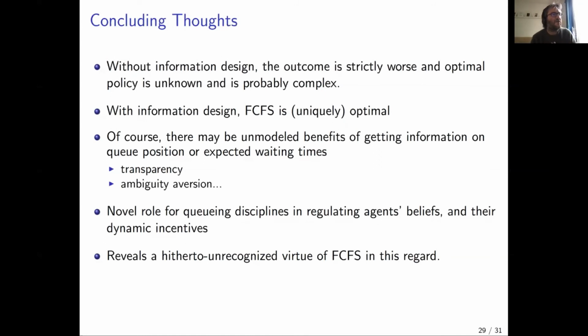As I said, I think our argument is as soon as you believe that not releasing all information may help to relax the incentive constraints and then achieve a bit higher objective, then you have to think about how beliefs evolve over time. Our point is that queuing disciplines actually can be used to regulate the evolution of agents' beliefs. And we show that first come, first serve is actually the best rule in regulating these agents' beliefs. I think this is all I want to say.